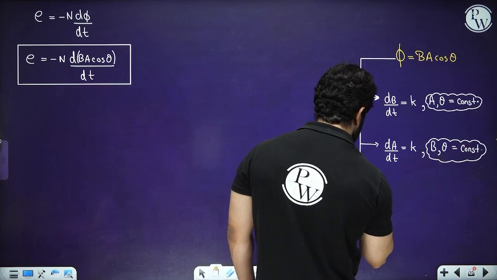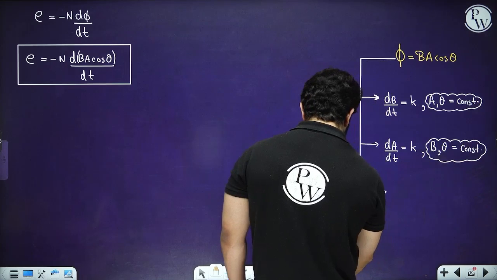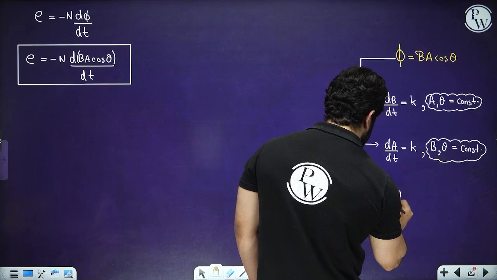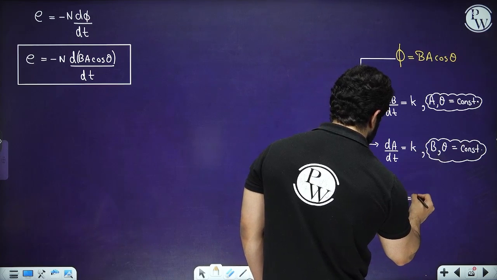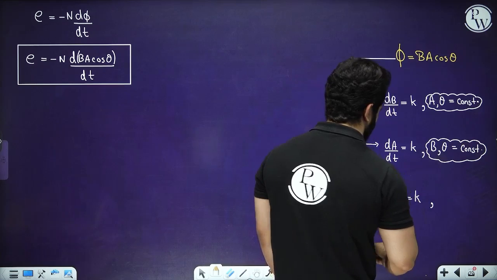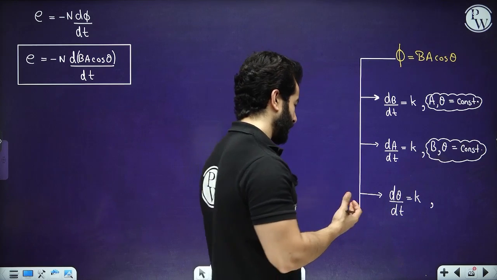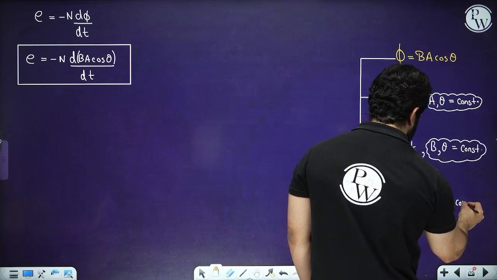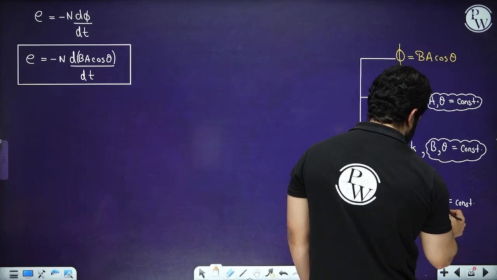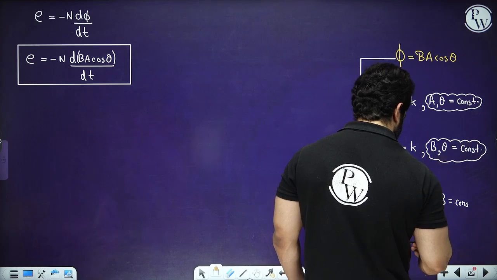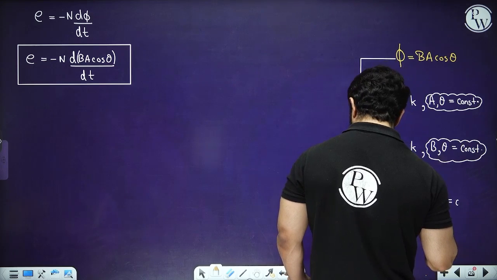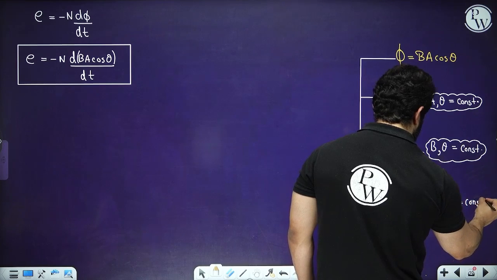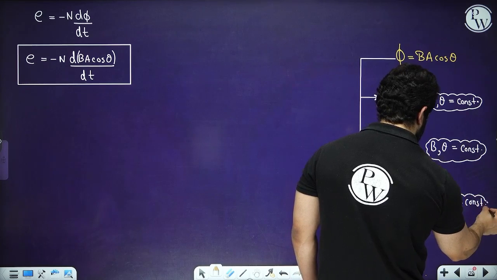Another thing is, let's suppose there is a change in theta. If there is a change in theta, magnetic field will be constant, right? And the area of the loop is also constant, by the way. Area is also not changing. All right.